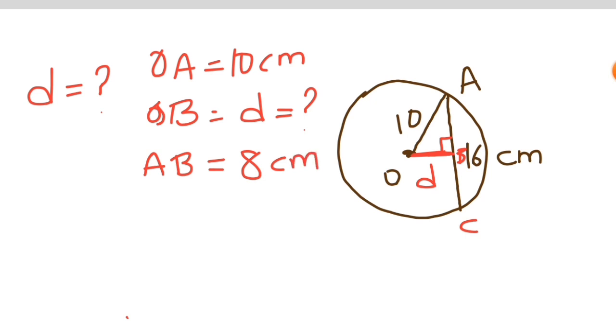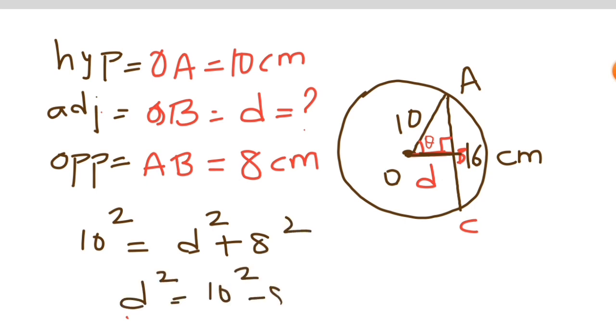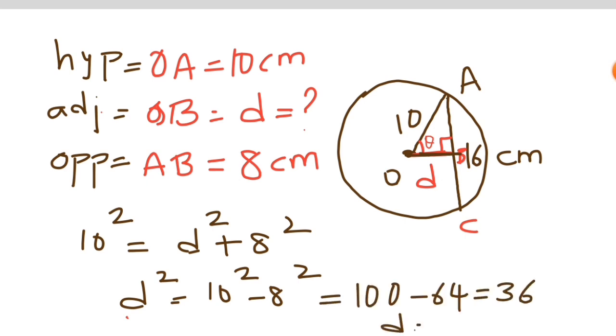Now we know the sides. Now using Pythagorean theorem, we are going to find the distance D here. This is 90 degrees. If you stand there and look at opposite side, which is AB, AB is our opposite side, which is 8 centimeters. D is our adjacent side and hypotenuse is 10 centimeters. 10 square equal to D square plus 8 square. We need to find D. That's why D square equal to 10 square minus 8 square, which gives 36. So then D equal to 6 centimeters. Let's go for the next question.